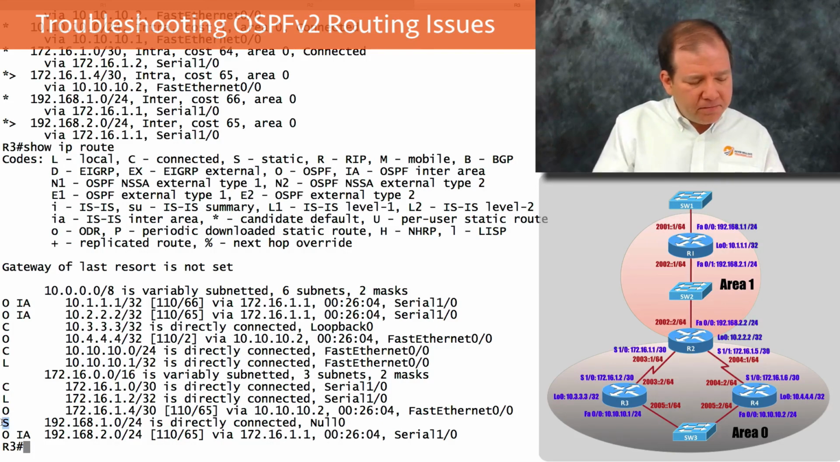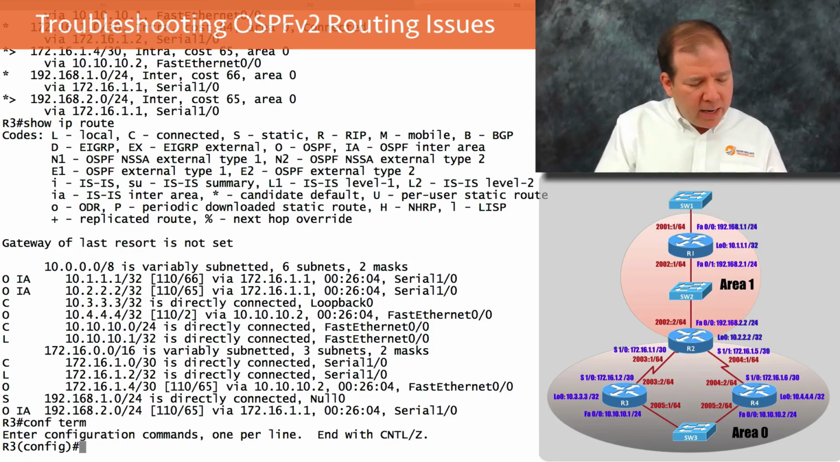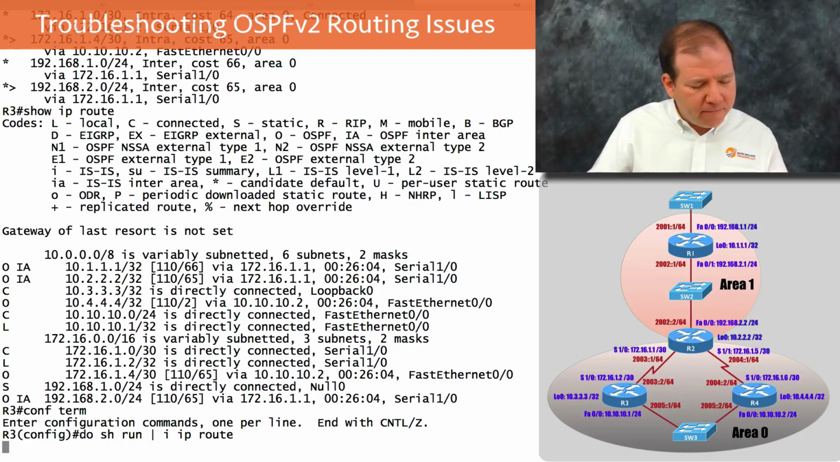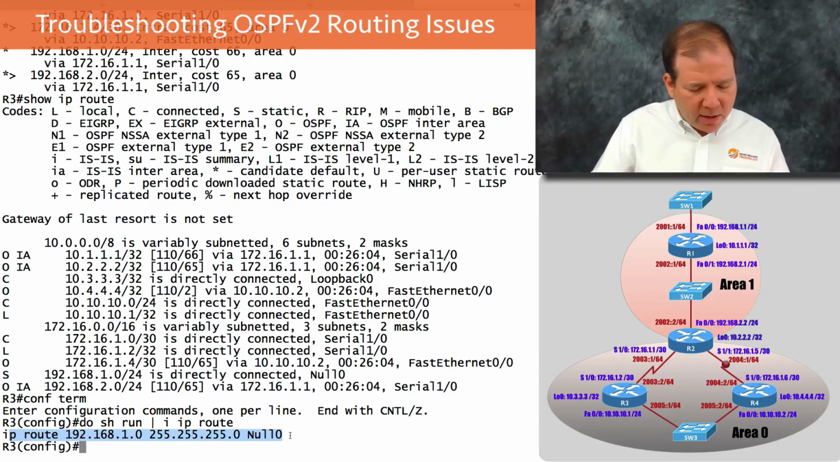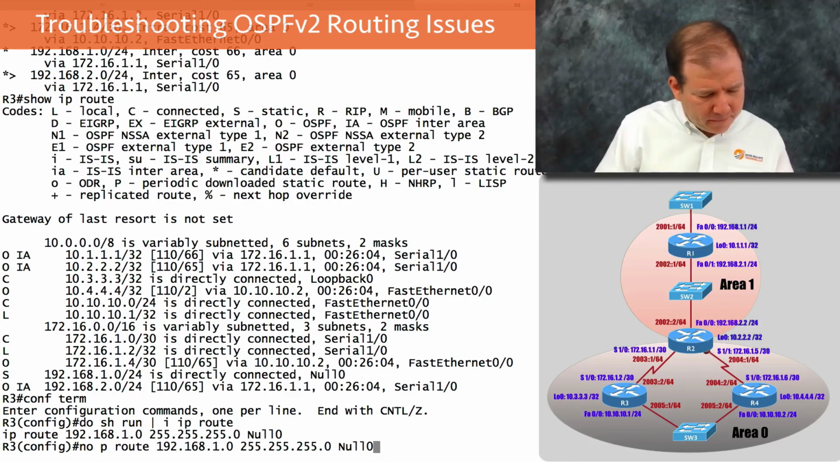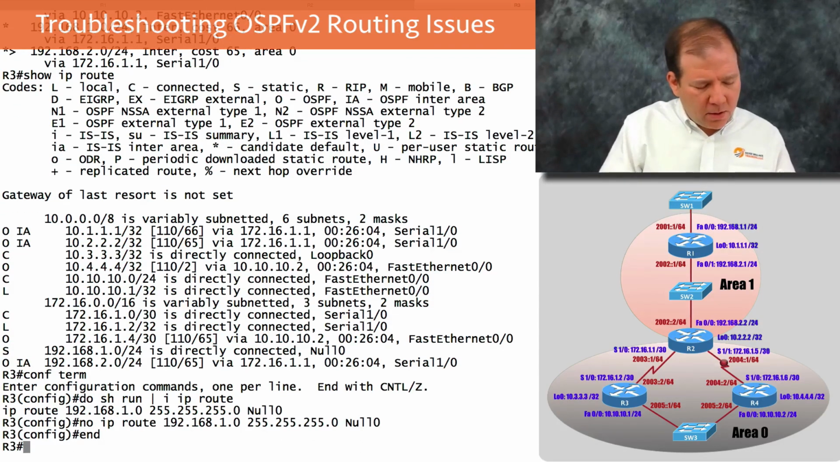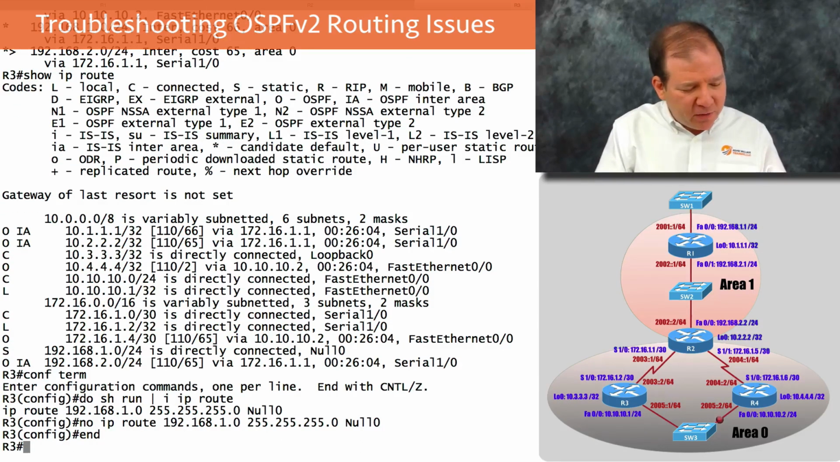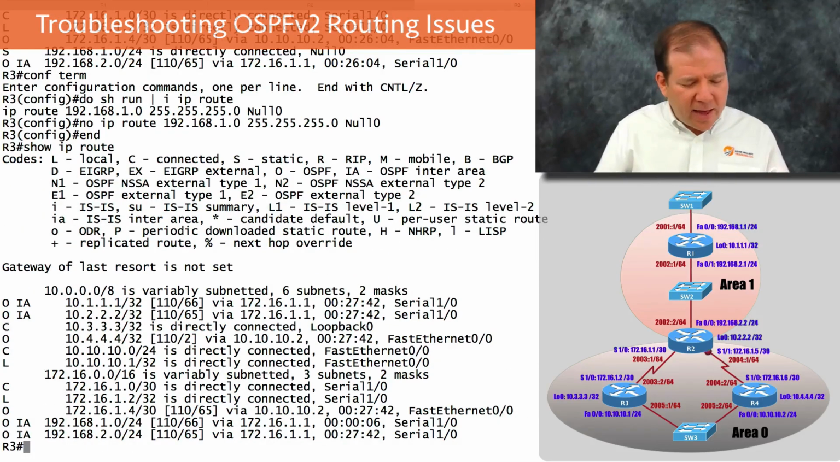Let's fix this. Let's go into global configuration mode, and let's get rid of that static route. In fact, let's look at that static route, and then I'll just negate it. Let's do a show run | include ip route. That's the command I want to get rid of. So I'm going to negate that. Now let's see if we know a better route via OSPF. Let's do a show ip route. That looks much better. It says that we now know how to get there via OSPF.